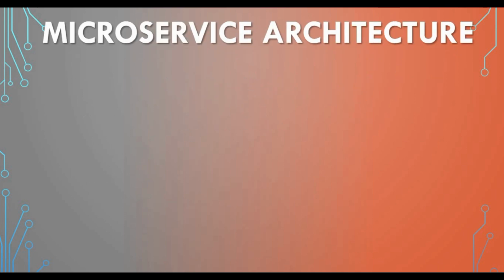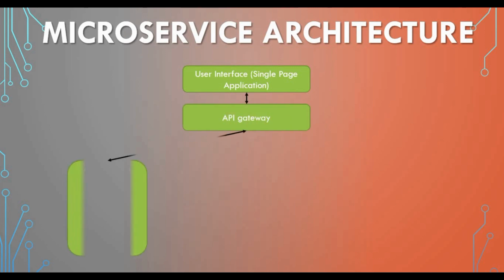Now let's talk about the microservice architecture. We've seen the monolith architecture of our e-commerce application. Now let's see how we can convert that into a microservice architecture. As I said, the front end would be a user interface page. You can create it with any kind of technology for a single page application, and that will connect to the API gateways, and the API gateways will connect to the different microservices.